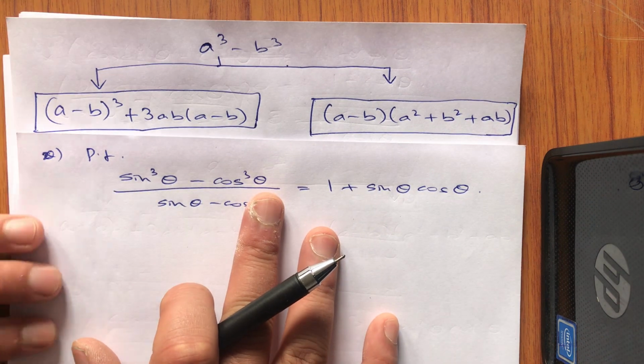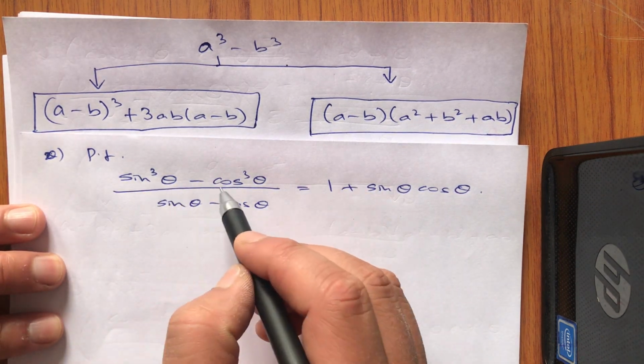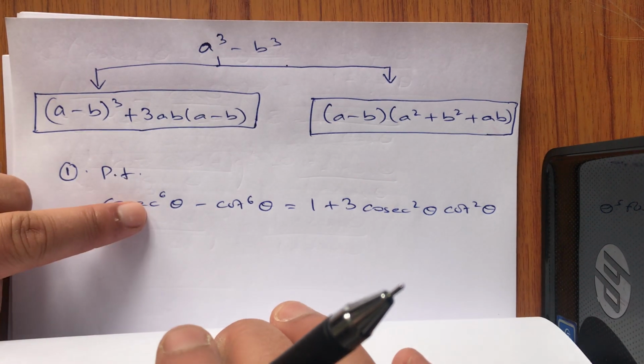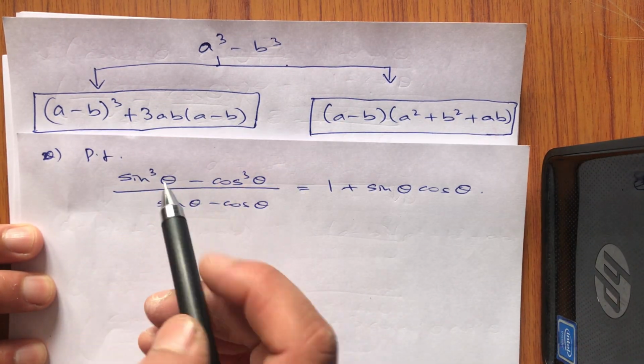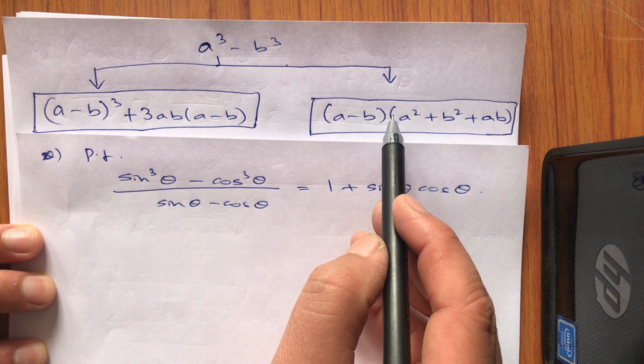This is a lot easier. If I look at this, it is already in cube form. Now this one is not in cube form, so we'll first have to convert it into cube form. This one is already ready-made. I don't see any 3, so I'm supposed to use this formula.